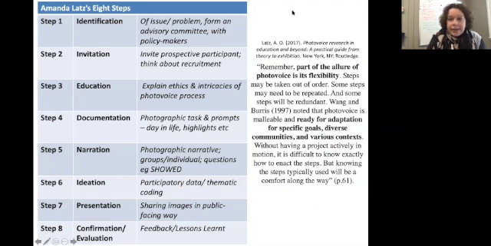Amanda Latz has identified 8 steps, which you can see on the screen here. Very similar in terms of identification, invitation, and education. And education is really critical in that we often need to have a good conversation with the participants about the ethics of taking photographs and issues about safety. And of course, though, Amanda Latz reminds us that part of the allure of photo voice is flexibility, and that you can mix these steps up. Some can be repeated depending on who you're working with.